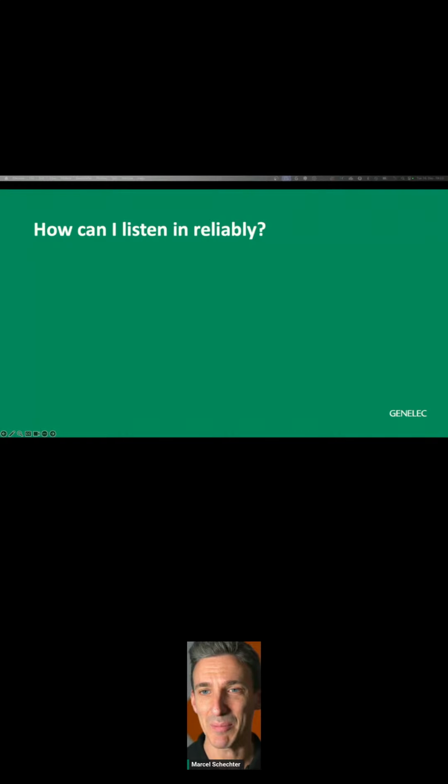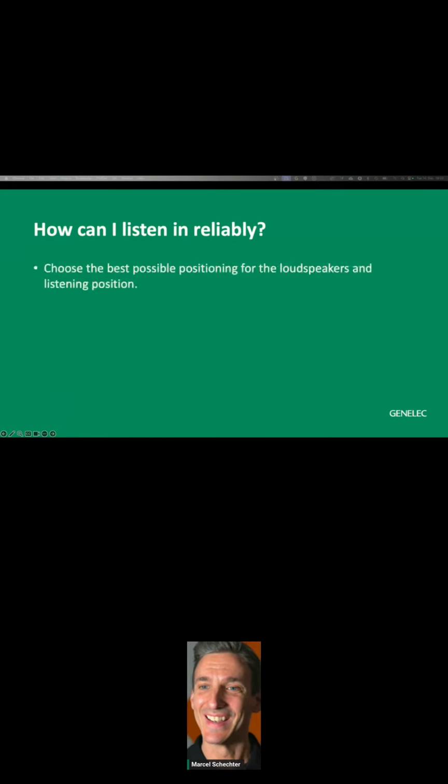Cool. So let's sum this up. How can I listen reliably? First of all, choose the best possible positioning for the loudspeakers and your listening position. So make sure, for example, that speakers are close to the wall so that you don't get notches in the bass range. Check your listening position. If you're sitting, for example, in the middle of the room, there also might be an issue compared to the front third. Sometimes it is, of course, also the height of a speaker. So bring the speaker a little higher and the situation will change.